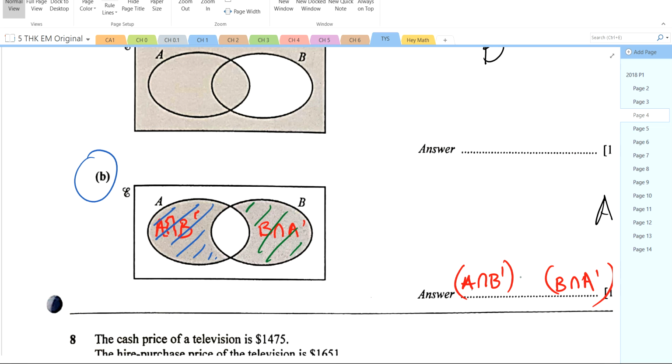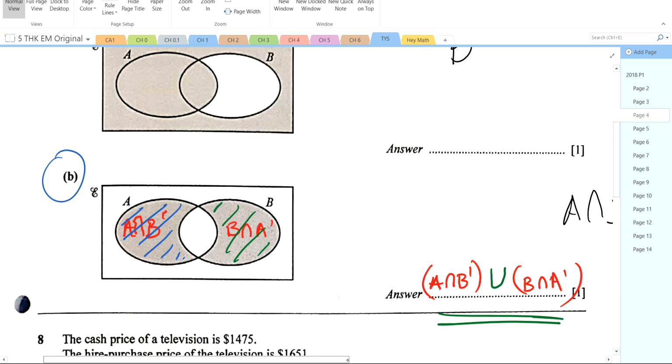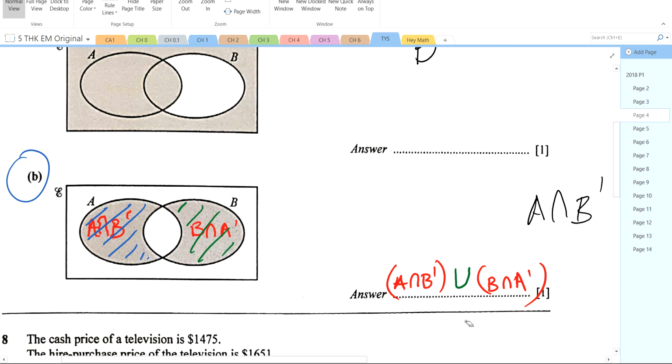But if I choose union, that means I want everything that's shaded, the blue one and the green one. Would that give me therefore the answer? Yes, so this is our answer: A intersect B complement, union B intersect A complement.